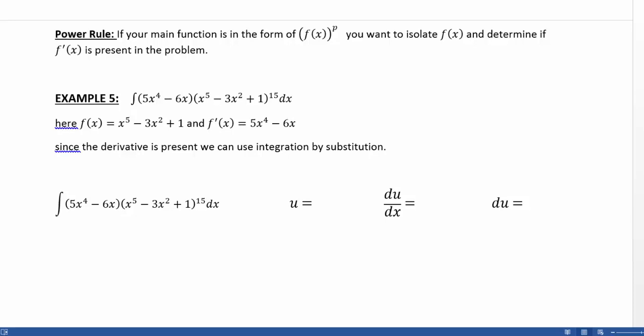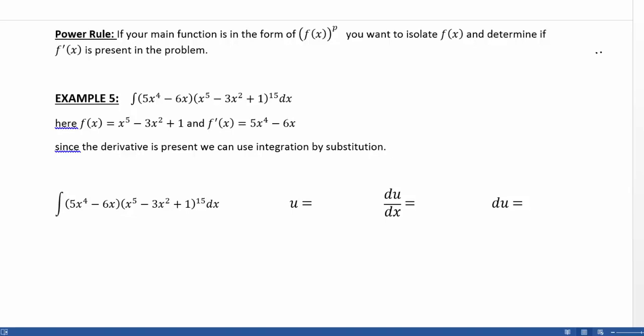Integration by substitution with the power rule. If your main function is of the form f of x raised to the p, in order to determine if we want to use integration by substitution, we want to take a look at what the inside function is. So we isolate f of x, and then we want to determine if the derivative is also present in the problem. If it is, then it's a good candidate for integration by substitution.